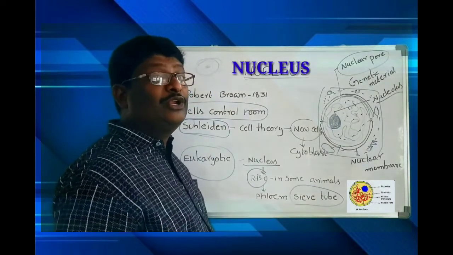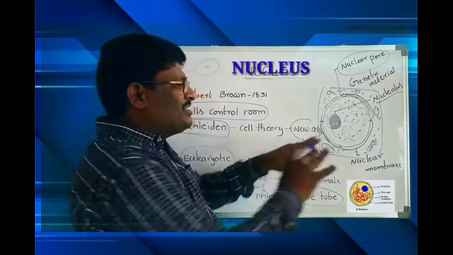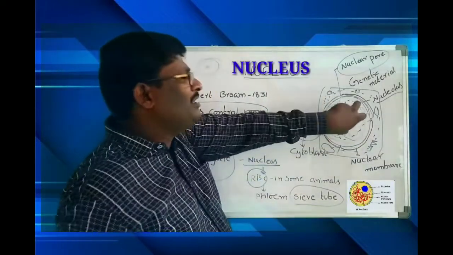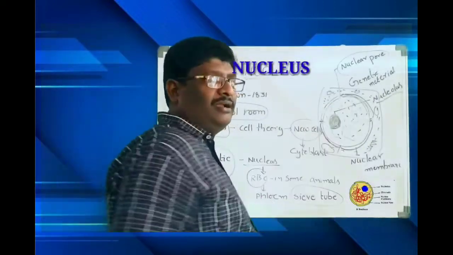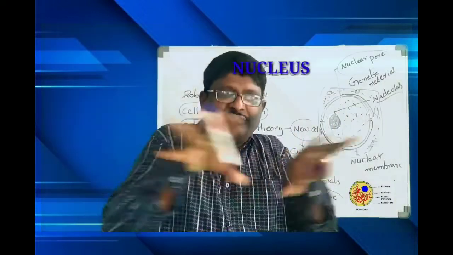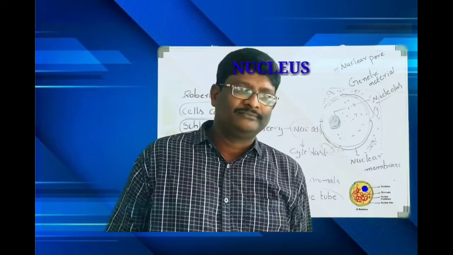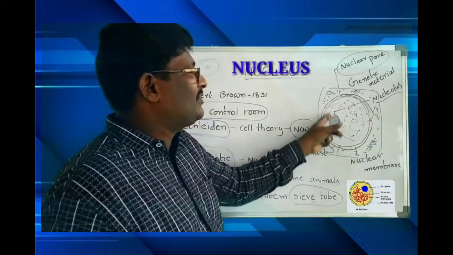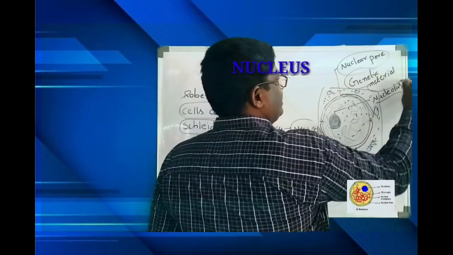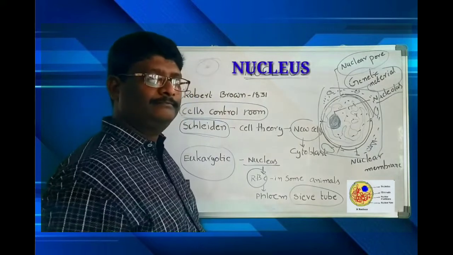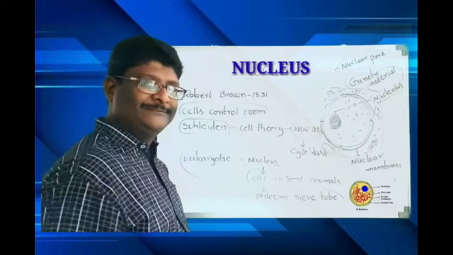What is that? Nucleoplasm. Inside the nucleoplasm, a thread-like structure diffuses throughout the nucleoplasm. Do you know what that is? This is called genetic material. What is the use of this genetic material?